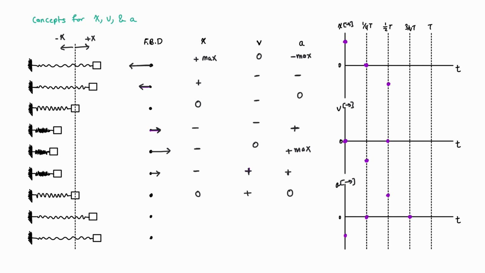So 0 and 0 for position and acceleration, and velocity here is going to be positive because it's moving to the right. Finally, for the last 2 points, our object is now on the right side of the equilibrium position in both of these cases, so I'm going to put positive for both.